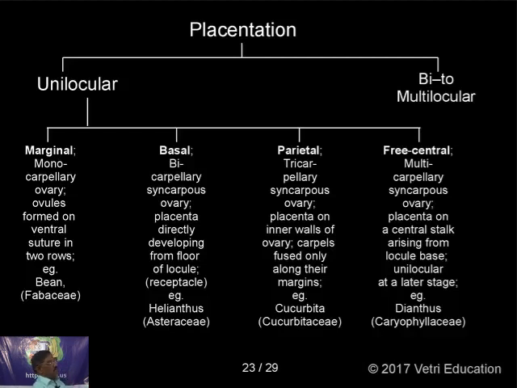Whereas in parietal placentation, tricarpellary syncarpus ovary, the placentation is on the inner walls of the ovary, with carpels fused only along their margins. Example, Cucurbita. You can see the diagram. And the free central, what happened? There is a central axis. Around the central axis, the ovules are attached. So if you take a transverse section, you can find there is a central room, and the ovule axis is attached at the center.